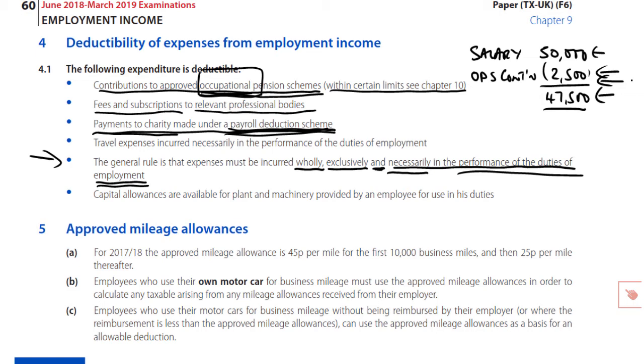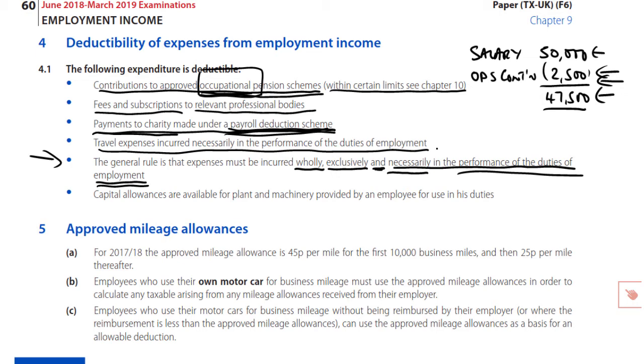Other possibilities, where again, pretty obviously, there will be an allowable deduction if you incur travel expenses necessarily in the performance of the duties of employment. Now again, you'd expect, of course, that those expenses you have incurred would be reimbursed by your employer. You wouldn't be expected to personally incur them. If you have, then they are an allowable deduction against your employment income.